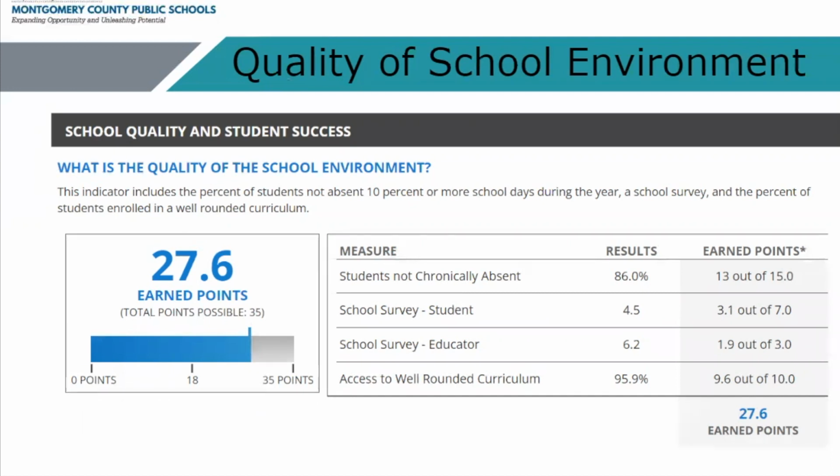So here we have 86% of our students not chronically absent. That's 13 out of 15 points. Right. So we have a good measure there, but there's also some room for improvement. Anything that you do to up that percentage earns you more points if you're working specifically on your absentee rate.